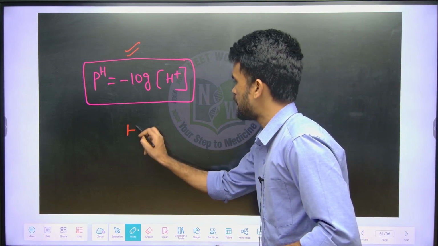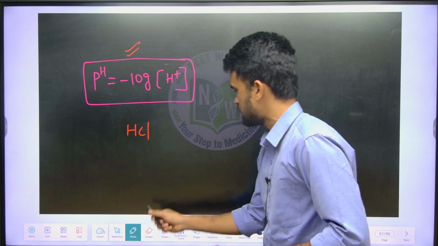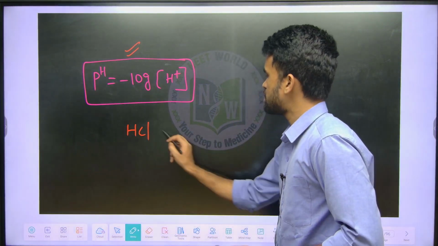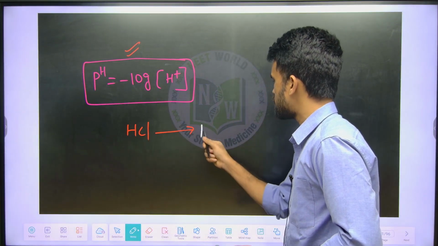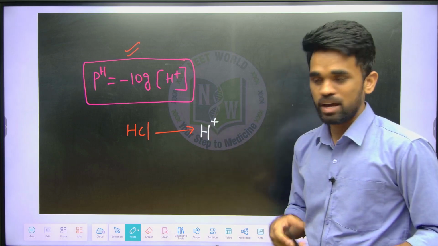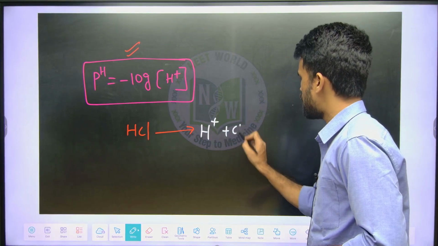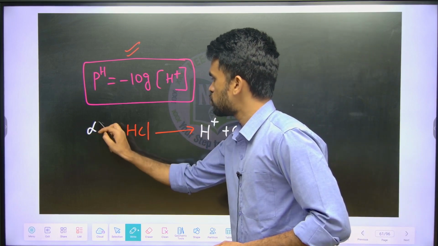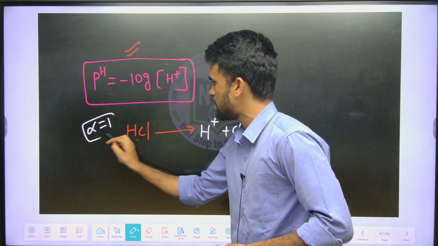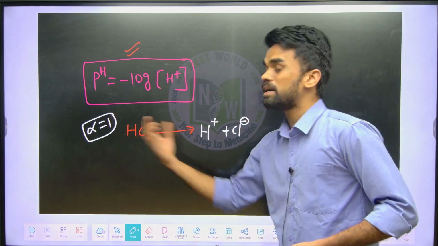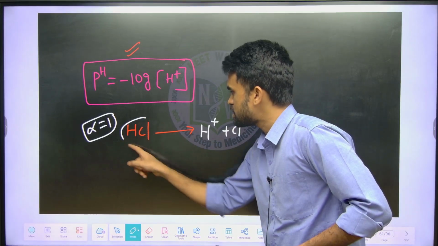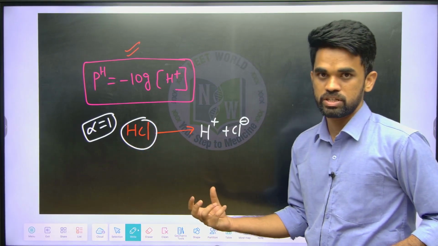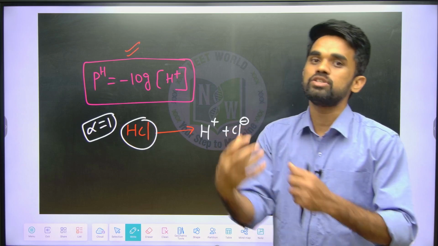First of all, I am taking HCl, which is a strong acid. Upon dissociation it gives complete H plus ion concentration and chloride ions are formed. So it means the degree of dissociation for this particular acid will be 1. What do we mean by degree of dissociation? To what extent this HCl is undergoing dissociation.